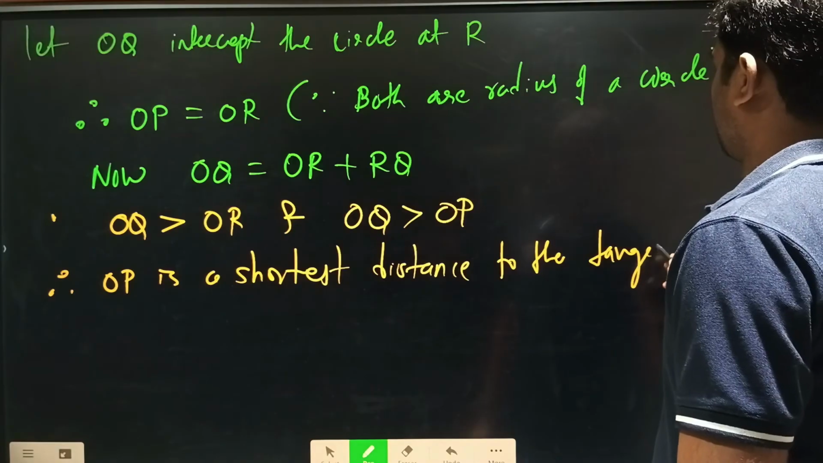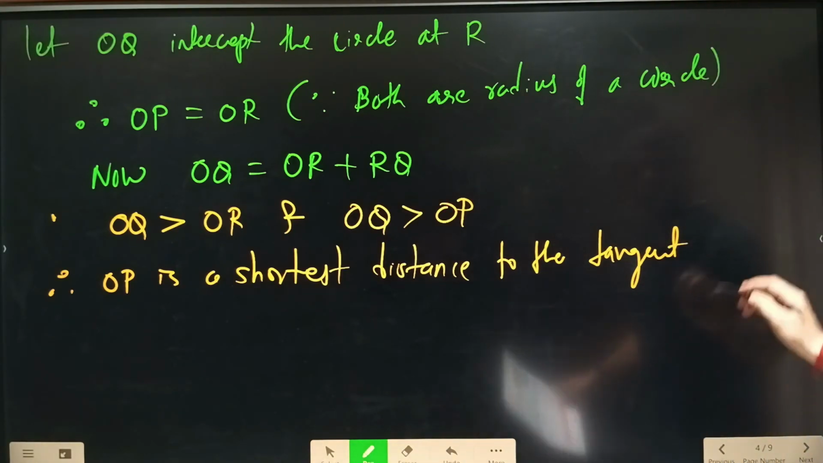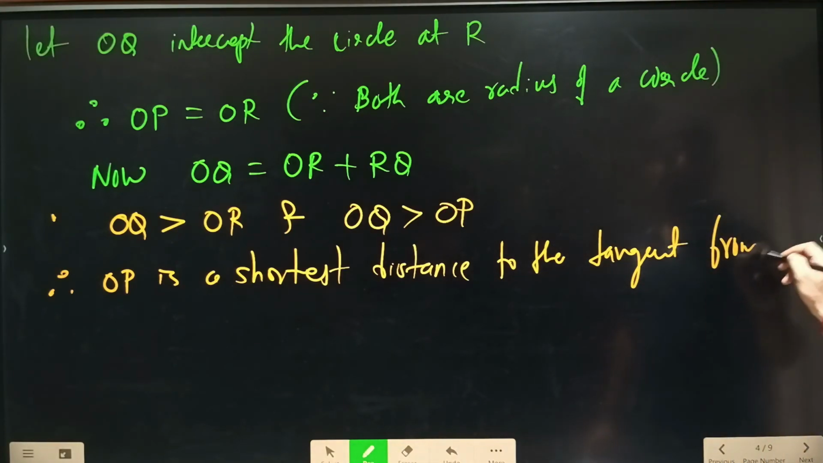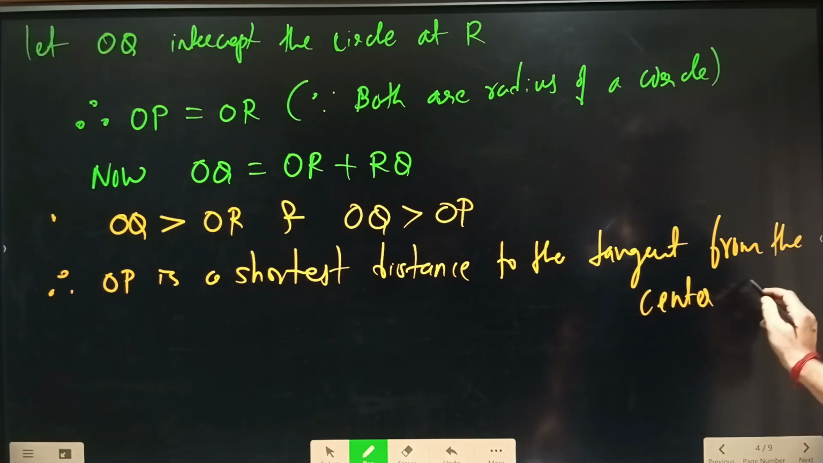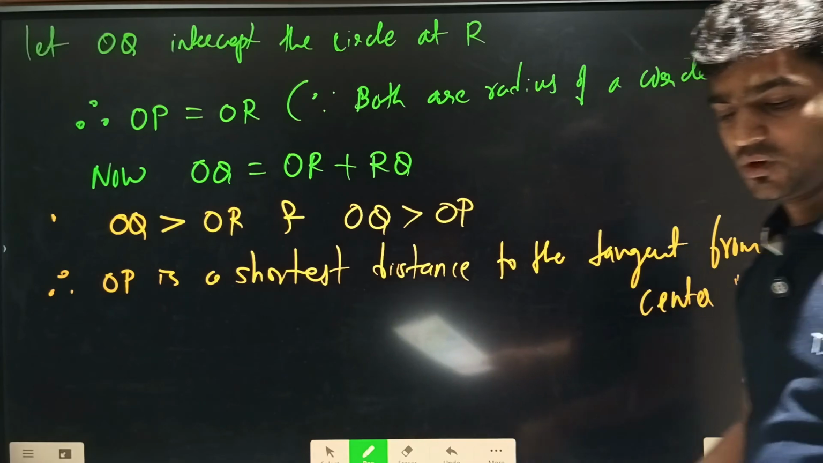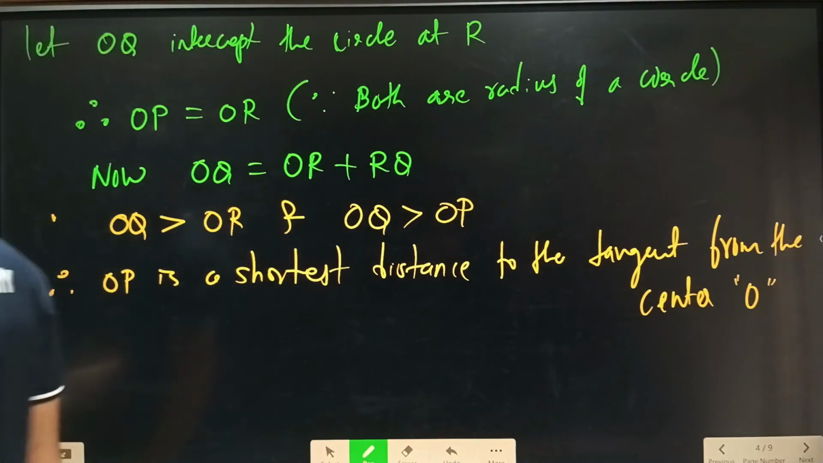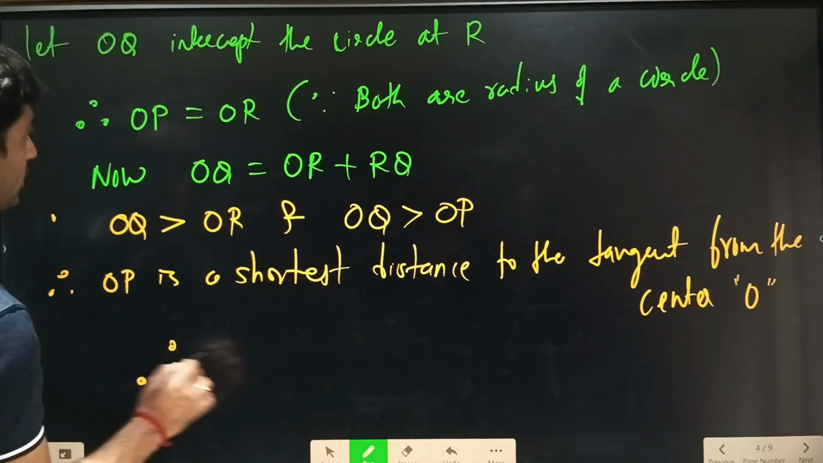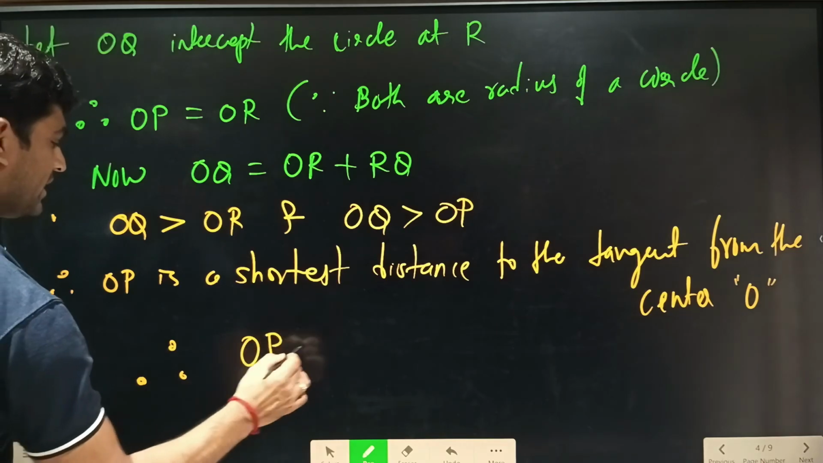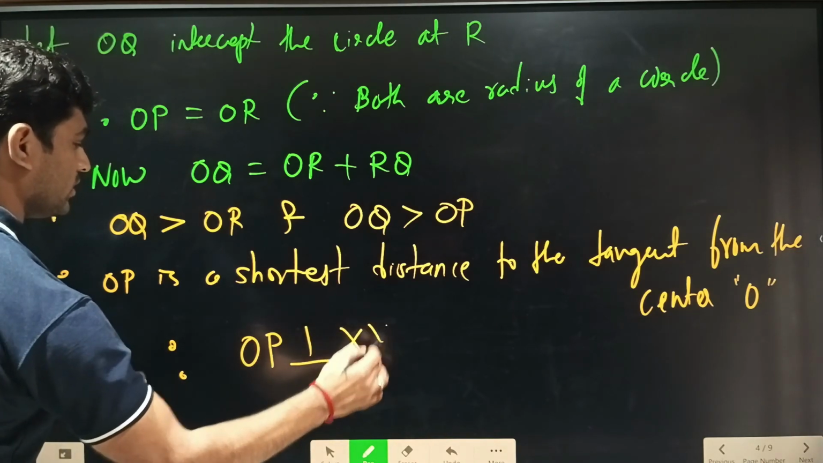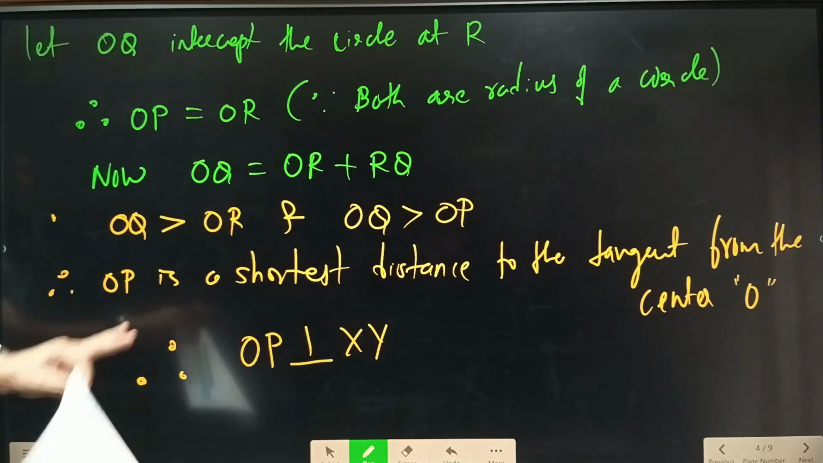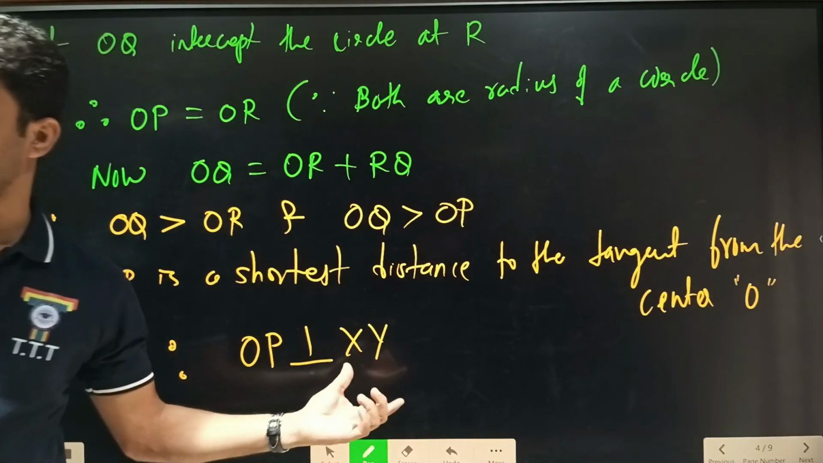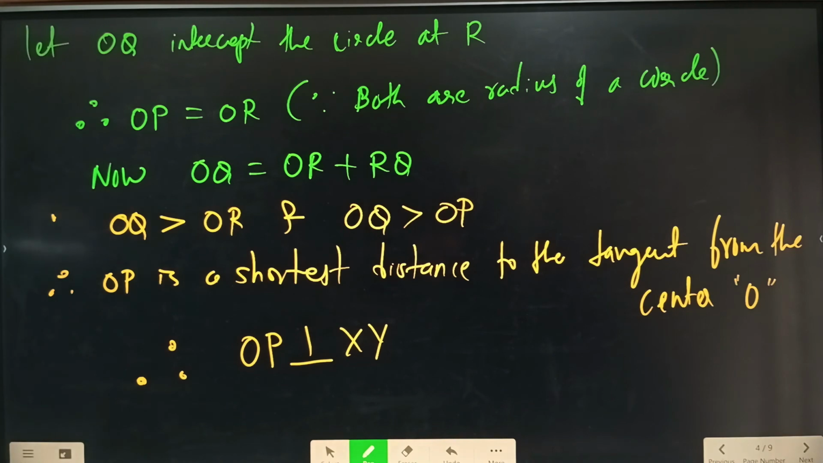to the tangent from the center O. And therefore, dear students, we can say OP is perpendicular to XY. OP is perpendicular to XY. So this is what we need to say: OP is perpendicular to XY.